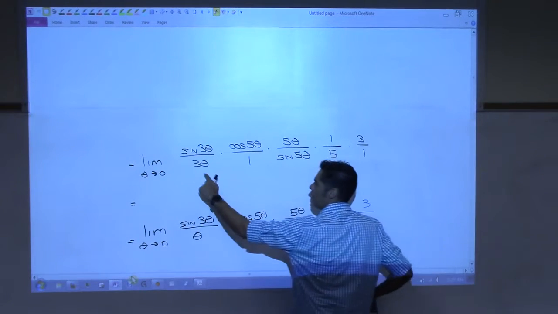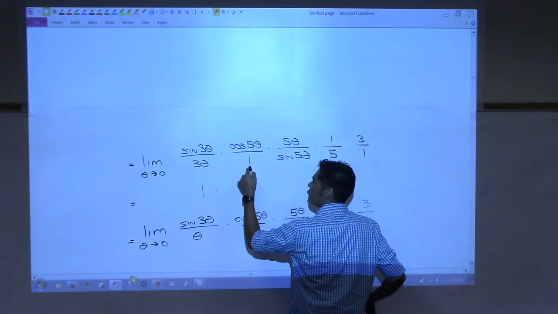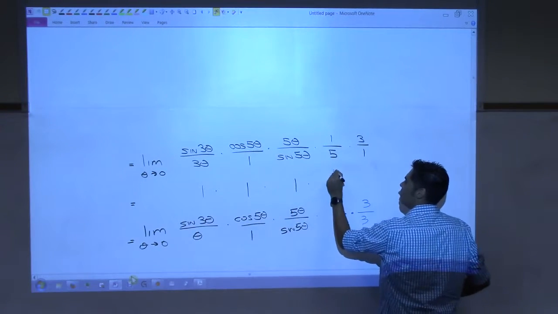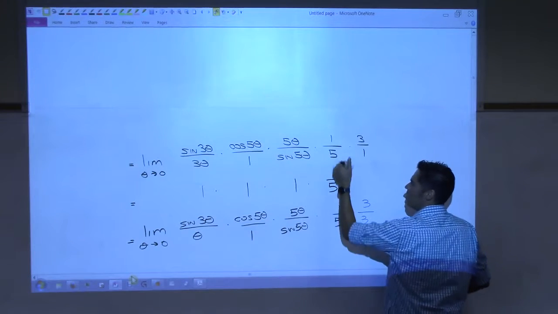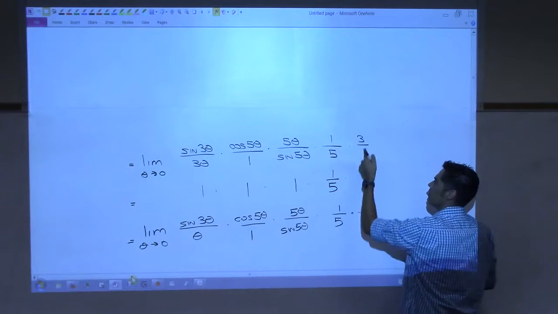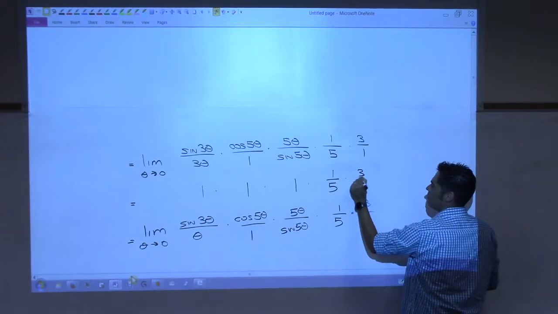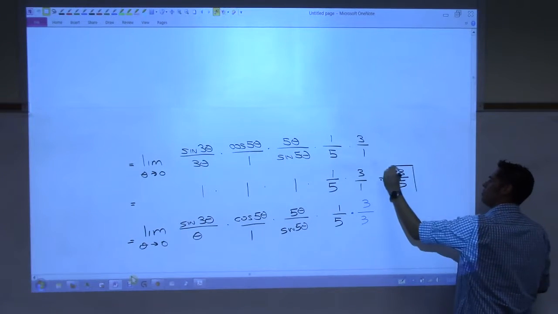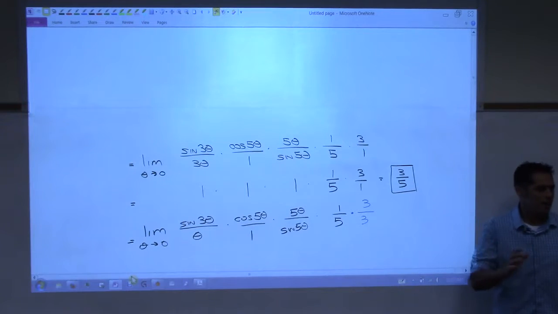So this goes to what? 1 times 1 times 1 again, times 1/5, right? The limit of a constant is the constant. So you multiply that all together, you get 3/5. So I hope that makes a little better sense now.